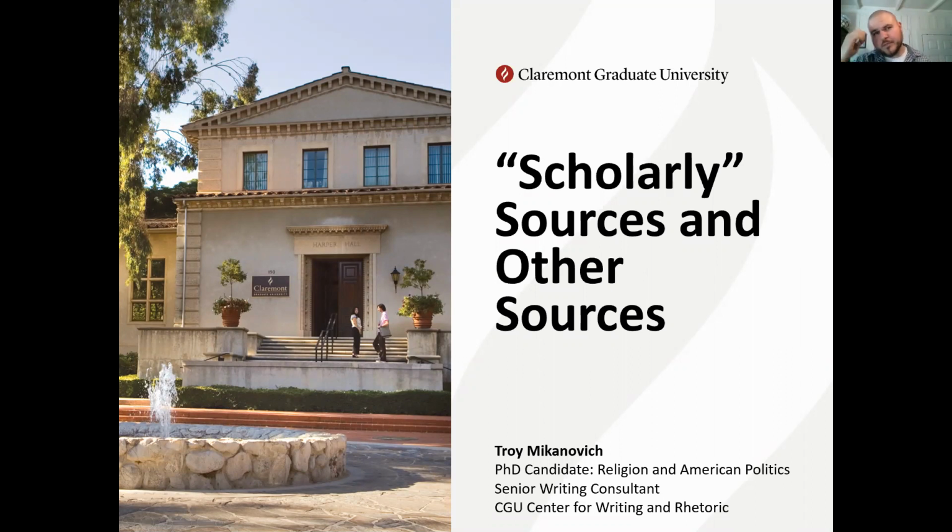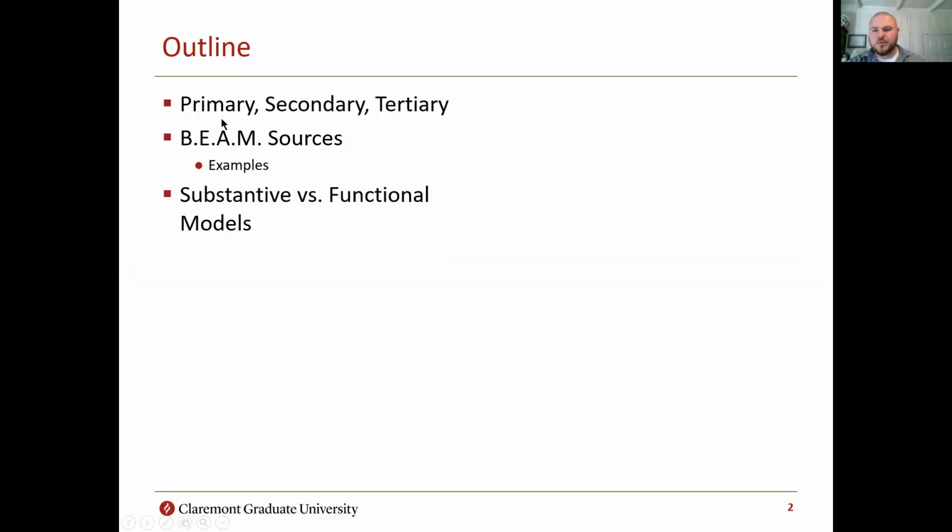Today, we're going to be talking a little bit about source work, working with scholarly sources and other kinds of sources. First, we'll talk a little bit about something you might be familiar with, the idea of primary sources versus secondary sources and tertiary sources. But I've never found that particularly useful. And so we're going to talk a little bit about a different way of thinking about sources, BEAM sources. And then we're going to compare the two at the end.